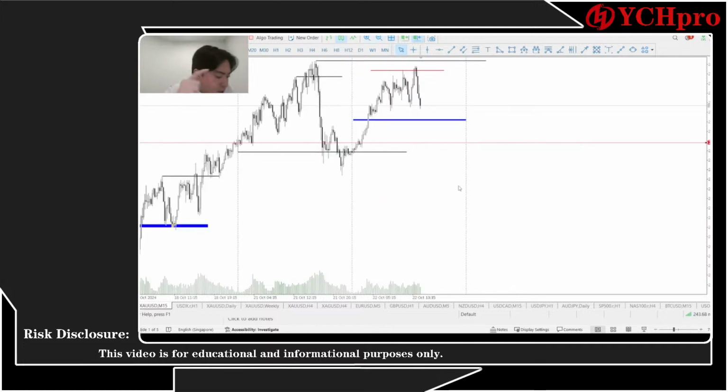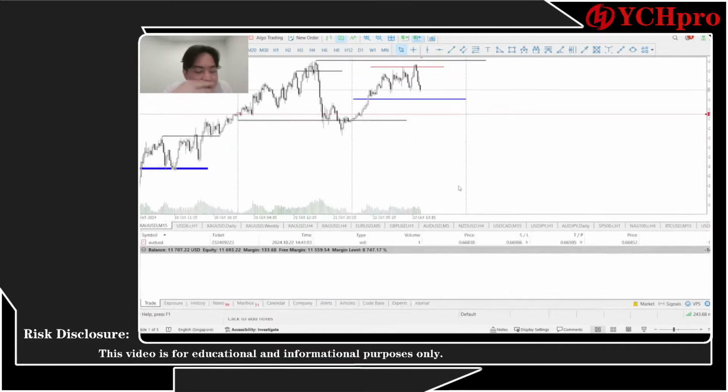Also letting you guys know this is a real account. This 10K is a real account. It's not really convenient to show you the trading platform, but we are using a real account.